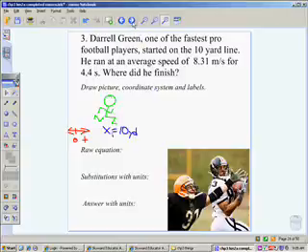So I'm going to put x sub i for the initial location equals the 10 yards. Have an arrow showing his motion, and the average velocity is 8.31 meters per second. That's all that I know. Next, what do I want to know? We know one more thing. We know the time is 4.4 seconds.